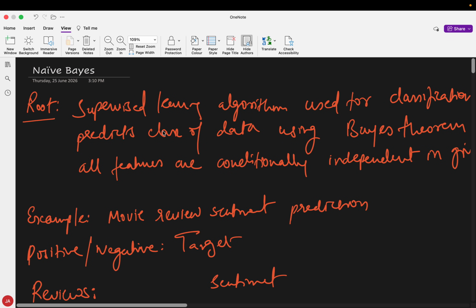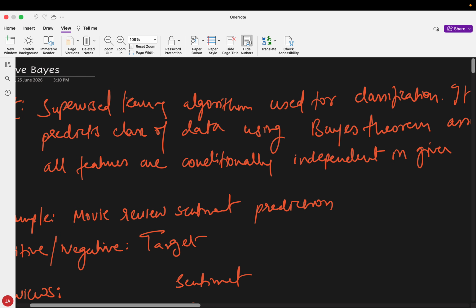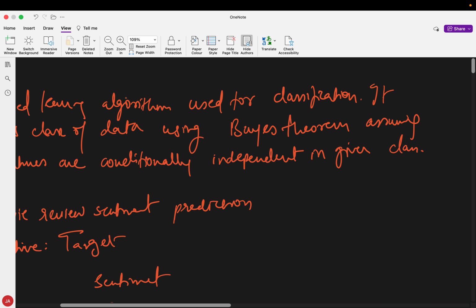So let me quickly go through the algorithm, Naive Bayes. The Naive Bayes algorithm is a supervised learning algorithm used for classification. It predicts the class of the data using Bayes' theorem, assuming all features are conditionally independent given the class.